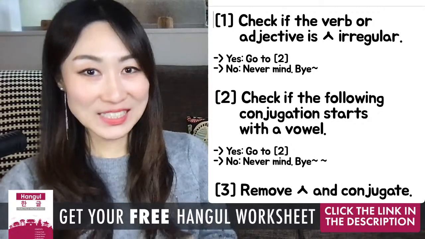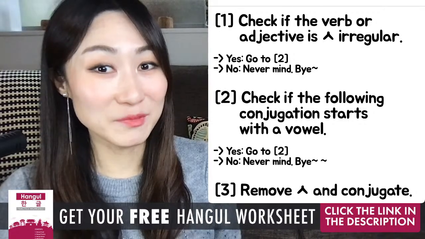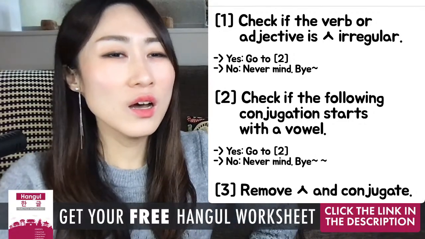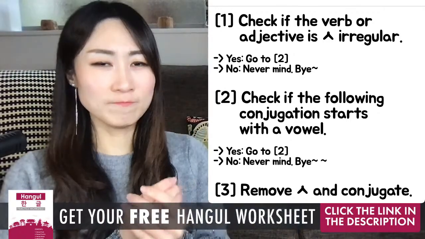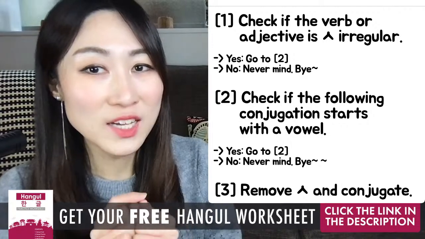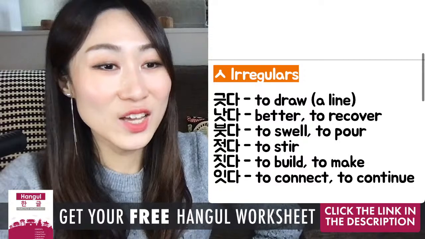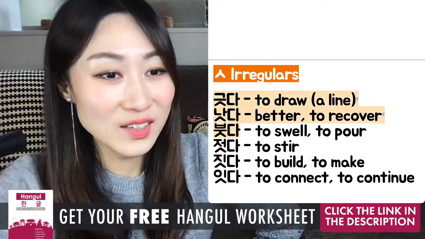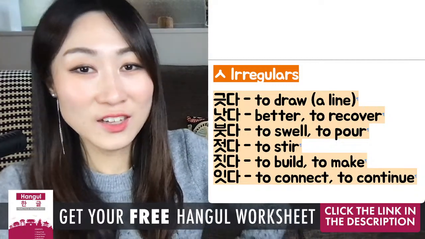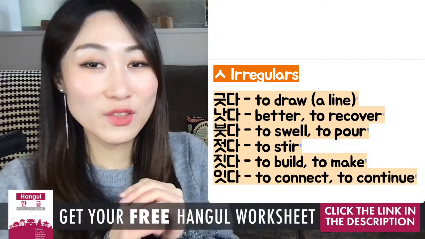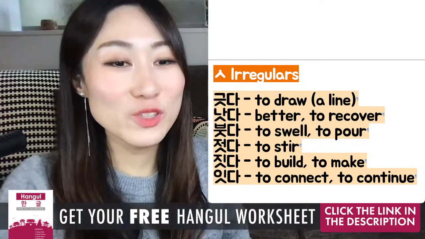Okay, so step number 1. When you come across a verb or adjective, you have to see, is the verb or adjective a ㅅ irregular? How can I know if this is a ㅅ irregular or not? Well, you have the list here. There are only these 6 verbs that are ㅅ irregulars. There are no other ㅅ irregulars. This is it.